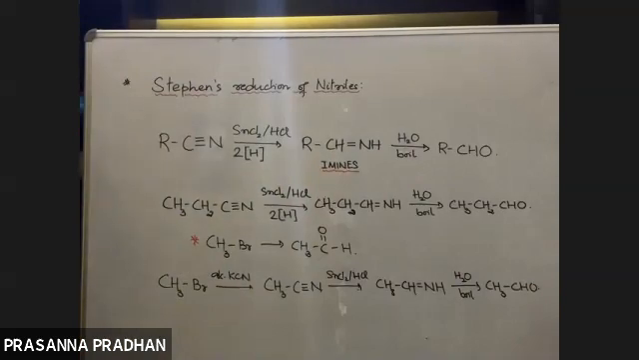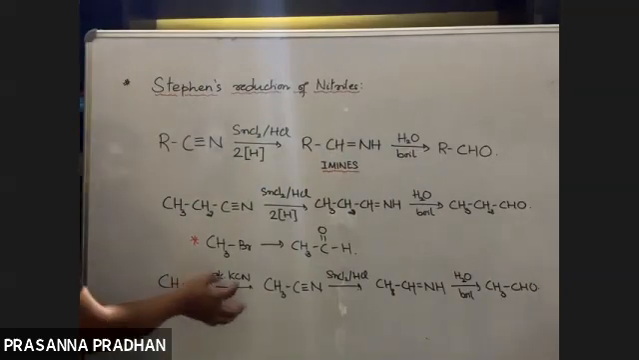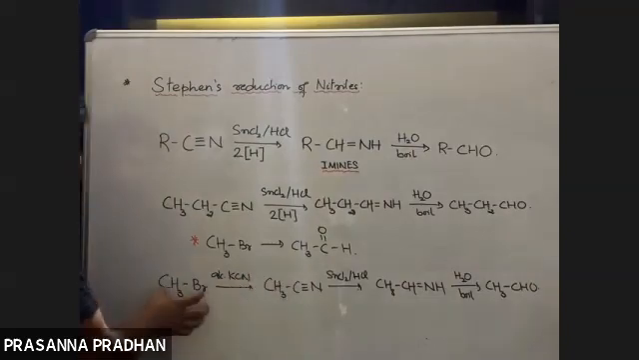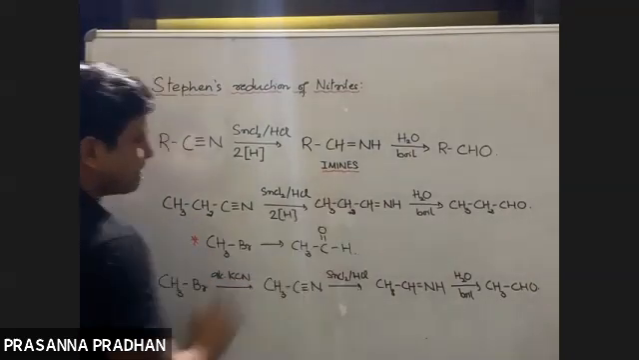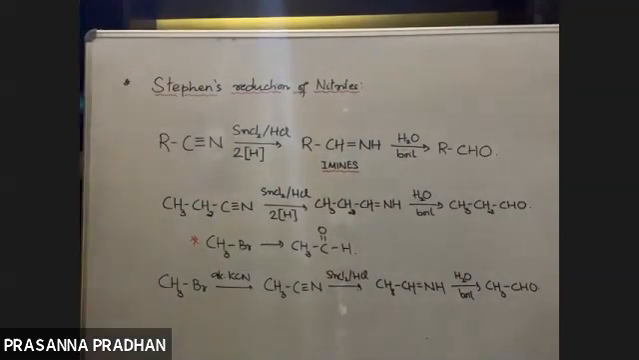Okay. So now, what is the logic? If we start with a compound having one carbon atom less, an alkyl halide, an extra carbon, the CN group, can be easily added to an alkyl halide by treatment with alcoholic KCN. Then further you carry out the Stephen's reduction. So not only aliphatic aldehydes like this, but also aromatic aldehydes.